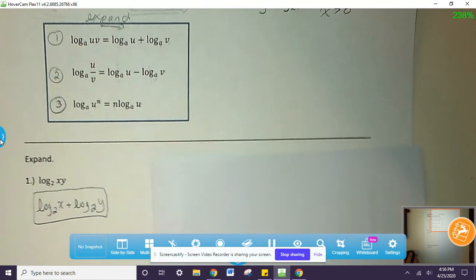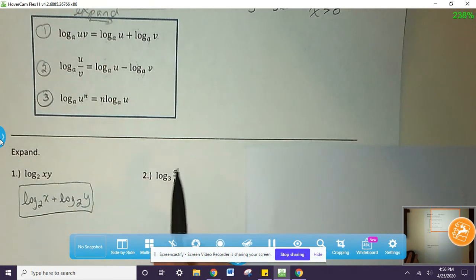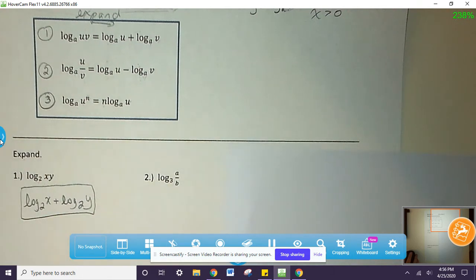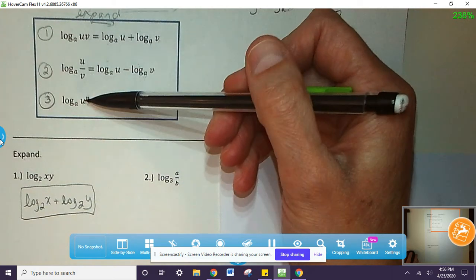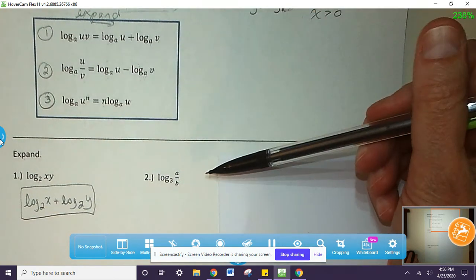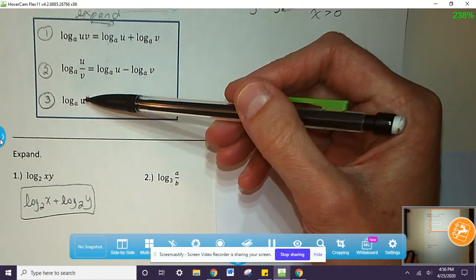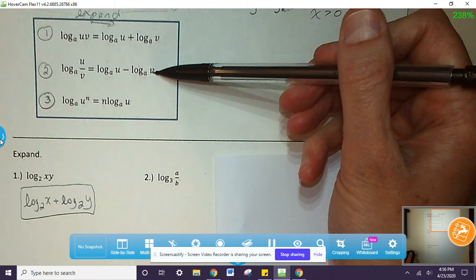For the next one. The next one is log base 3 of a over b. So what you want to do when you're expanding is you want to look inside and ask yourself, do you see a product, a quotient, or a power? You can even write down that question in words off to the side. Do I see a product, a fraction, or a power inside? We see a fraction, so we're going to be applying rule 2.